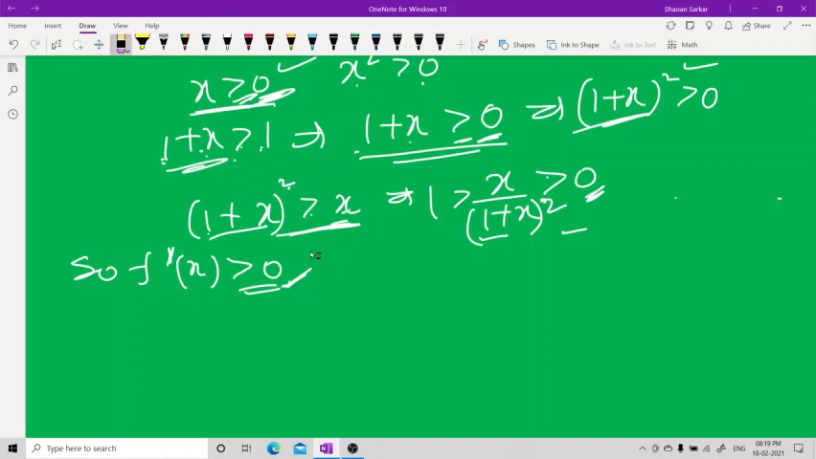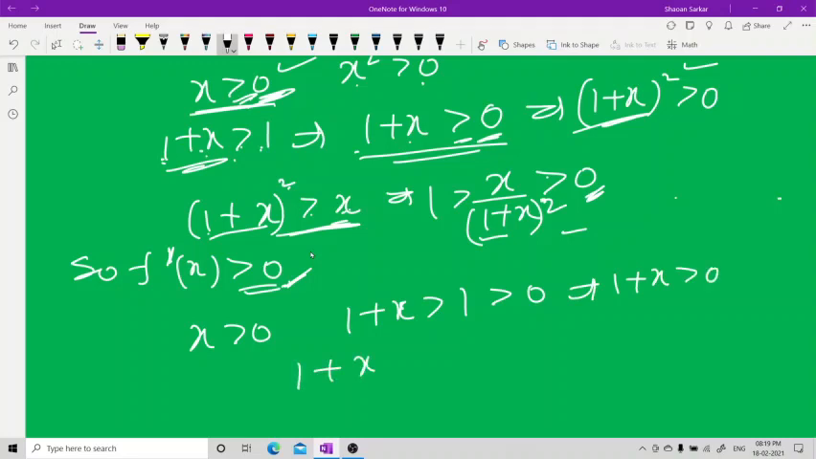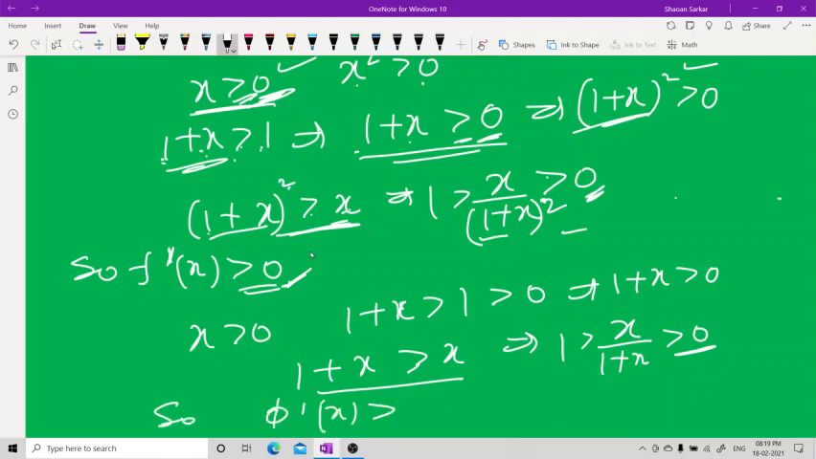This part is clear. Now for the phi dash x part, what do you write? You write x is greater than 0. So 1 plus x is greater than 1, that is greater than 0, implies 1 plus x is greater than 0. You also know the condition that 1 plus x should be greater than x, because suppose you take 2, 1 plus 2 is greater than 2, isn't it? Therefore, this is a valid statement. Now, this implies x upon 1 plus x is greater than 0 but less than 1. Greater than 0 is my target. So, phi dash x is greater than 0.